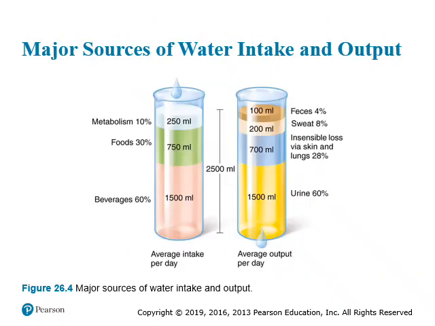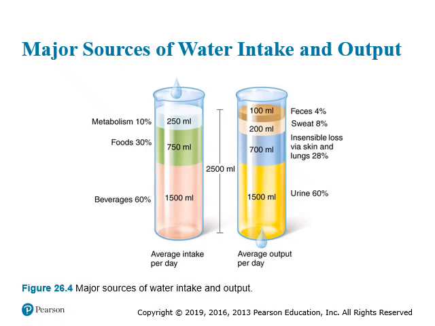So, water intake must equal water output. This is the average intake of water per day and the average output of water per day, which means whatever you take in for that particular day. Let's say you have beverages equivalent to about 1,500 ml, water in the food, 750 ml, and then your metabolic water, about 250 ml. That will be your intake.